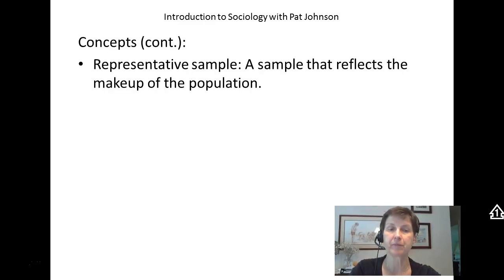The problem is, if we take any sample from a population, it may not be a good sample. And by a good sample, I mean representative. A representative sample is a sample that reflects the makeup of the population. So for example, all the students registered for this class are a sample of all the students at the college. But they're not a representative sample. They're just students who happen to be registered in this Introduction to Sociology class.